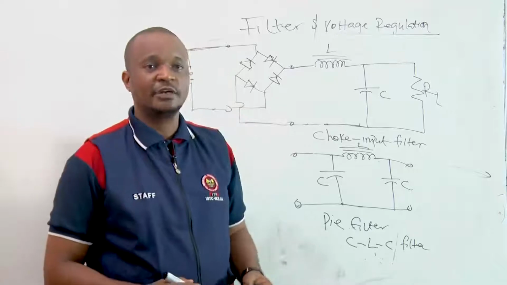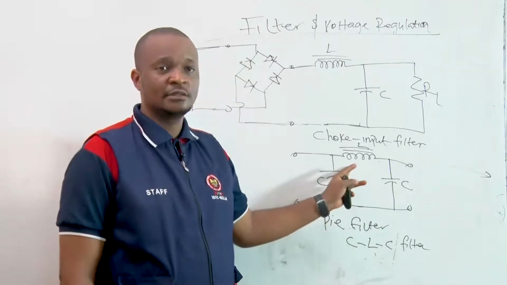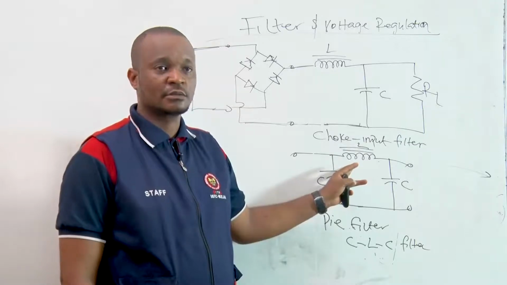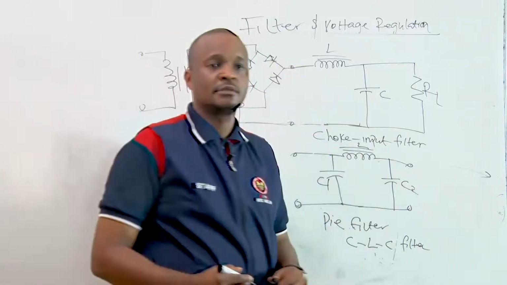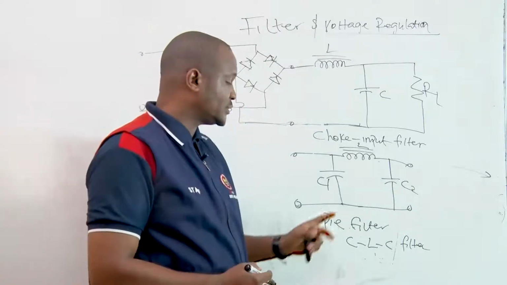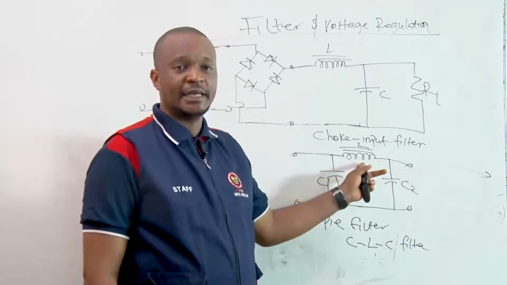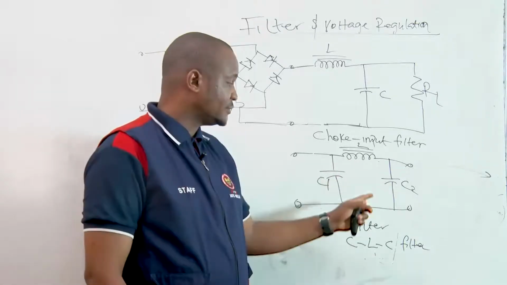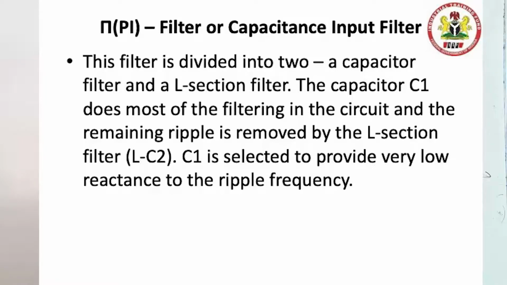So this filter is divided into a two-capacitor filter and an L section. The capacitor C1 does most of the filtering in the circuit, and the remaining ripples are removed by the L section and the filter of C2. So C1 is selected to provide very low reactance to the ripple frequency.